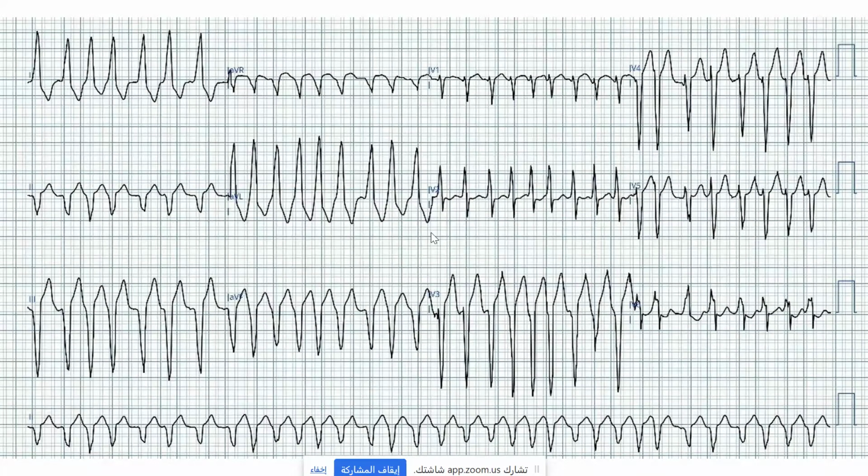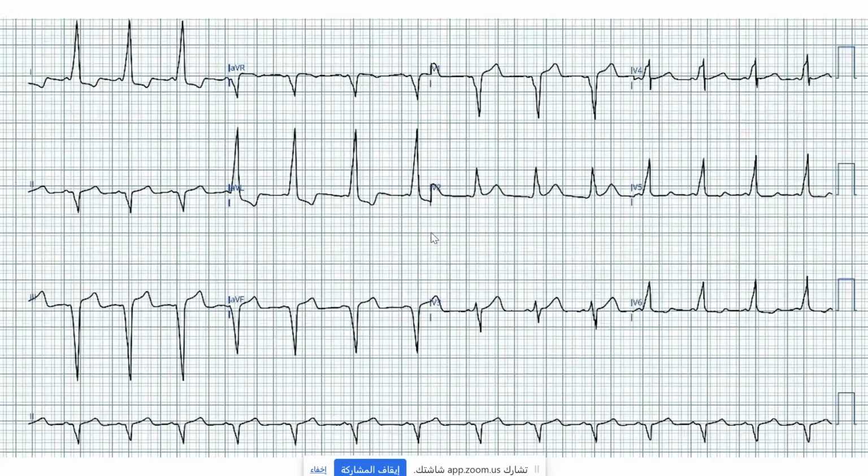So if the patient is hemodynamically stable and you have access to some medication, what medications can you give to this patient? Ibutilide, yes, one. And what others? The most famous medication, it always comes in the exam. Procainamide. Excellent, excellent.